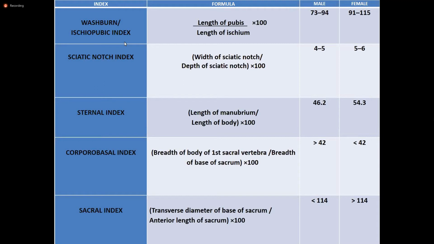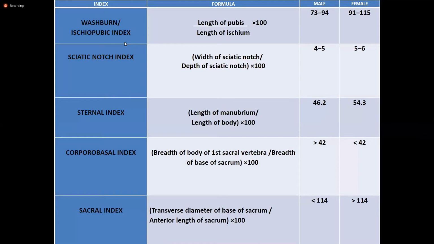Sternal index is also one of the important criteria, not the most important, but one of the important criteria. It is calculated by the length of the manubrium divided by the length of the body of the sternum into 100. 46.2 is the result in males, 54.3 in females. The corporobasal index is calculated by the breadth of the body of the first sacral vertebra divided by the breadth of the base of the sacrum into 100. It is greater than 42 in males and less than 42 in females.